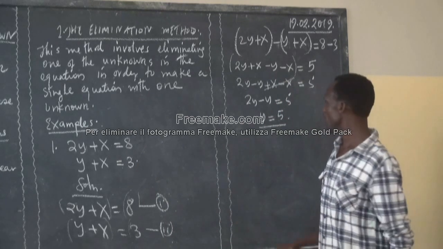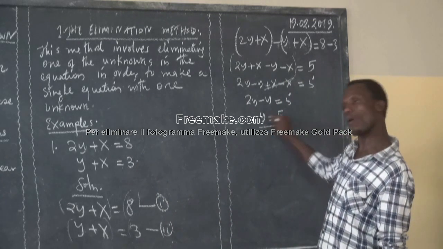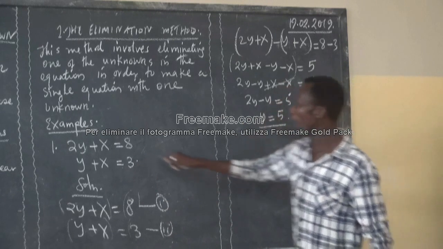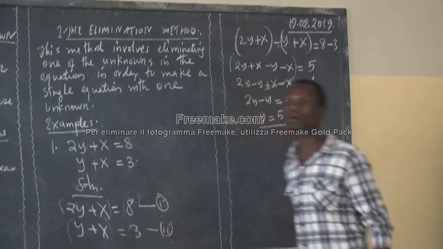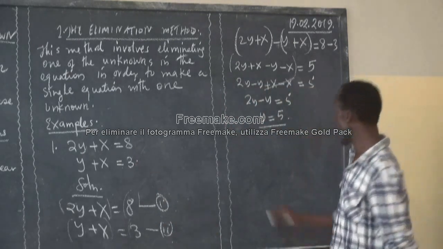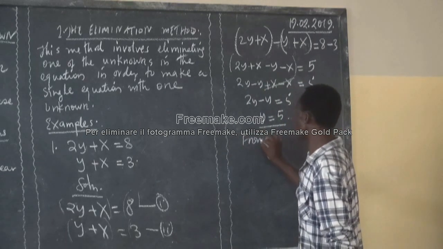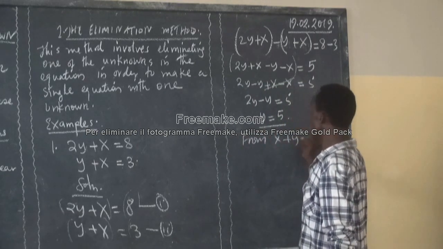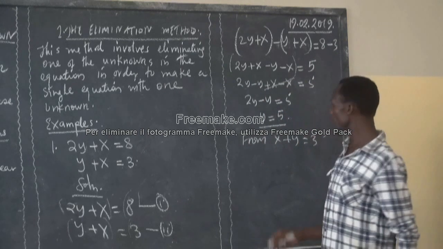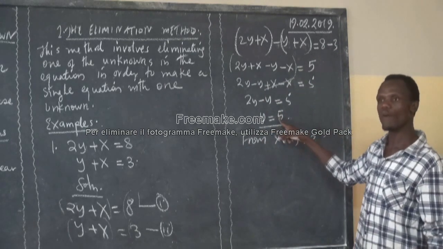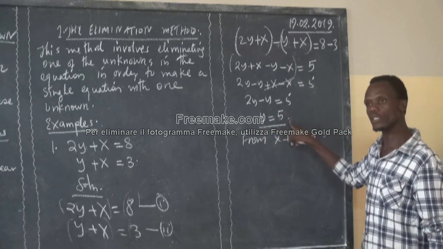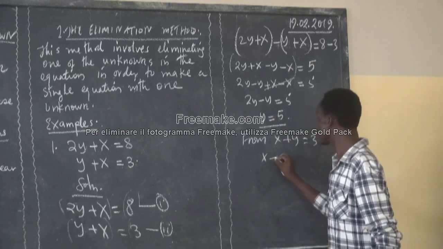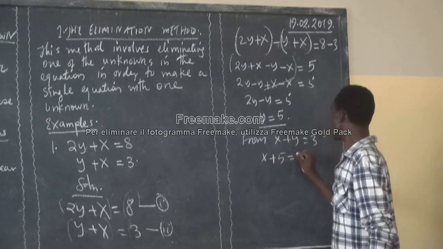Choose one of them. Baada ya kupata thamani ya y, sasa chagua equation yoyote unayofikiria wewe. Moja wapo. Now, you can choose x plus y is equal to 3. Now, remember the value of y is what? 5. Where there is y, you put 5. Then it is x plus 5 is equal to what?